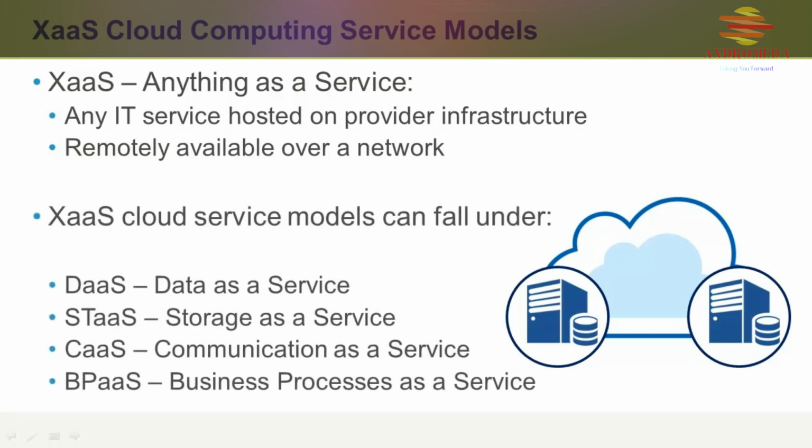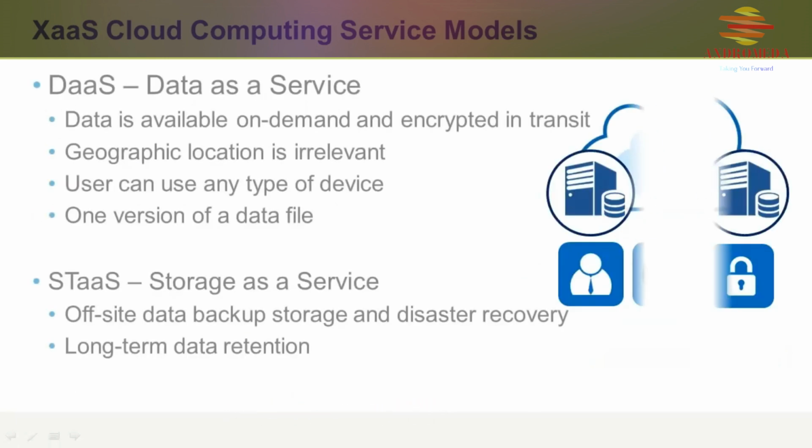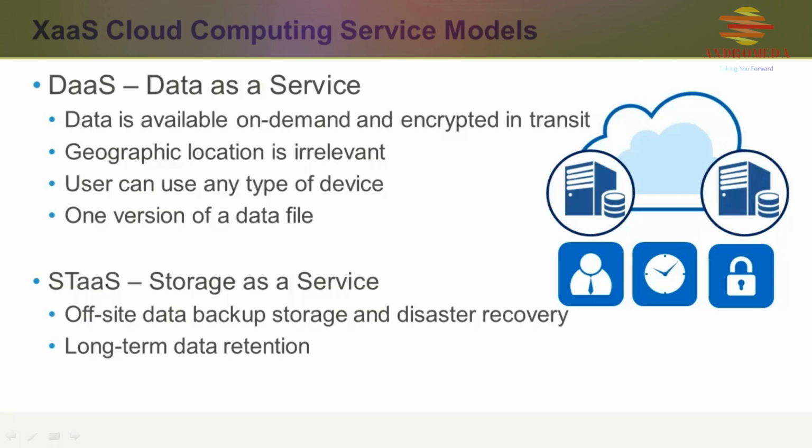services you might need. And typically what you'll find under XaaS are the following: data as a service, storage as a service, communication as a service, and business processes as a service. So for data as a service, the data is available on demand and encrypted in transit. So it might be the case where you have maybe a single application or even multiple applications, but they're all accessing a single copy of maybe a database, for example. So the geographic location is irrelevant as long as there is internet connectivity with the devices that are accessing it.